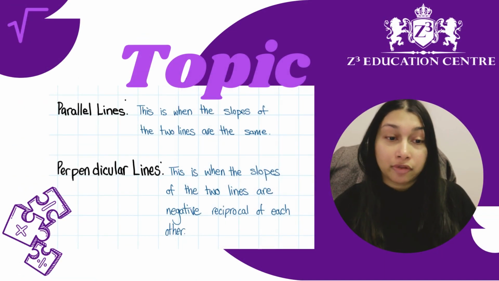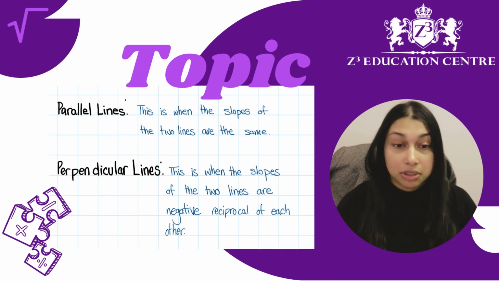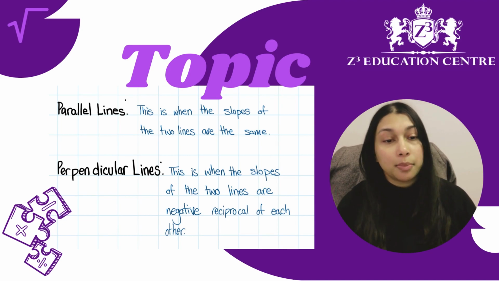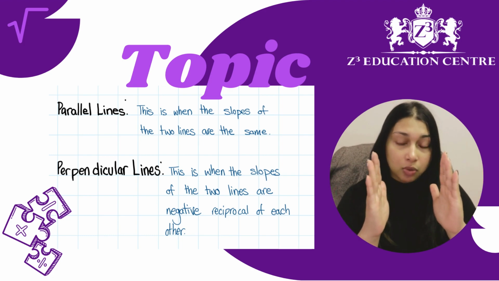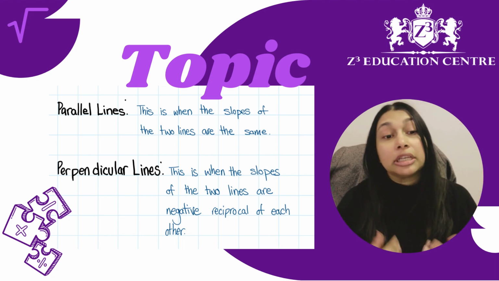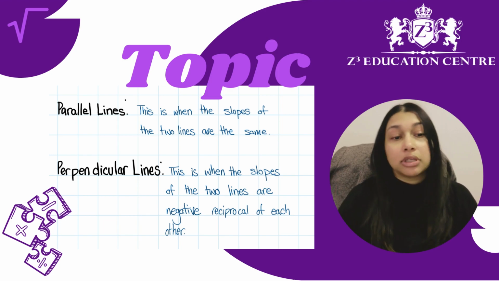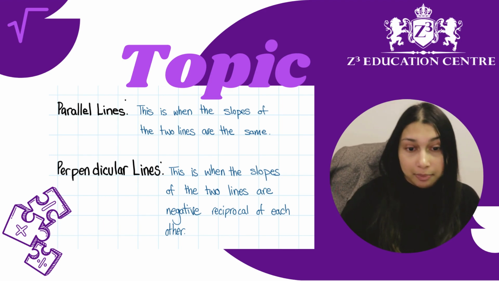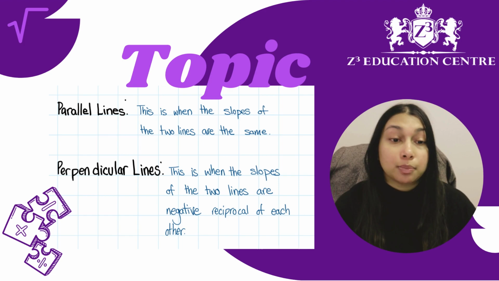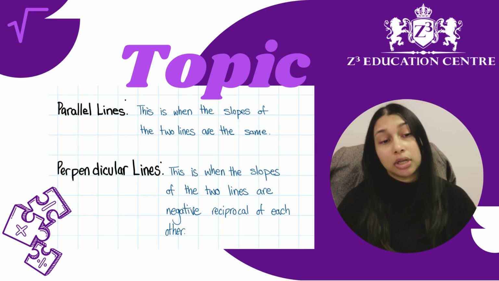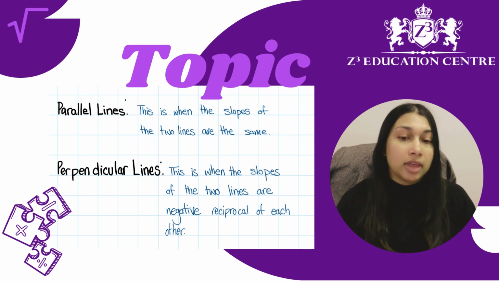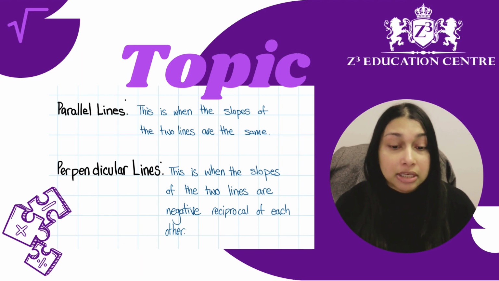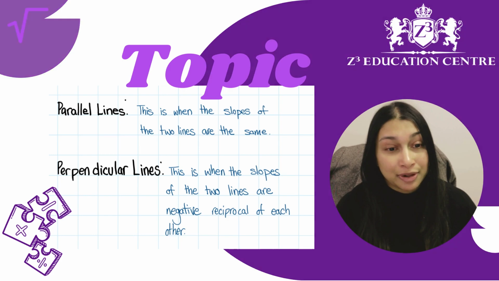Now, just a refresher, because it's been a while since we talked about this. Parallel lines are when we have two lines that will never meet. And if these two lines never meet, it means that the slopes have to be the same. Whereas with perpendicular lines, these are two lines that meet, but they meet at a 90 degree, which then results in the slopes being negative reciprocal of each other.